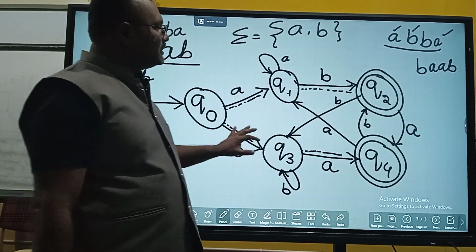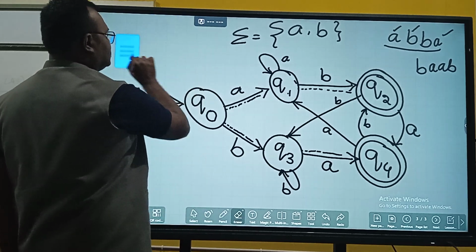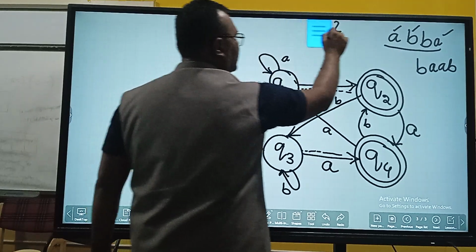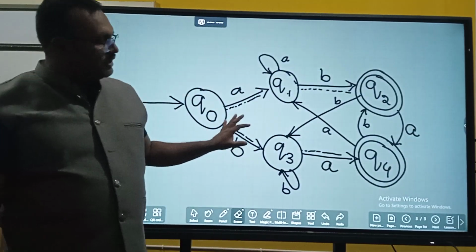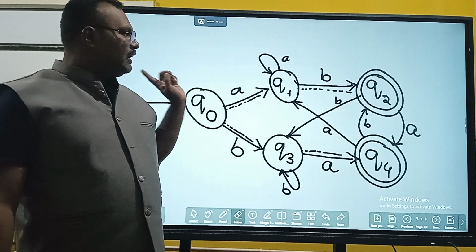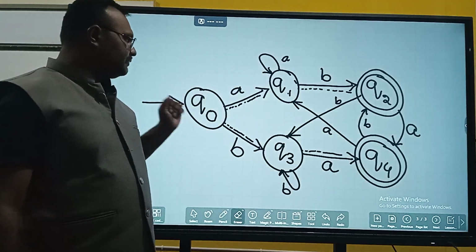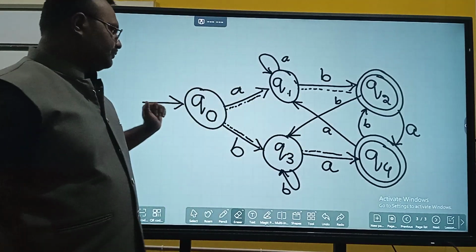So, friends, this is the finite automata. Let me clean the strings that we have taken before. Now, this is the finite automata, that is DFA, for accepting any string that is ending with either AB or BA.